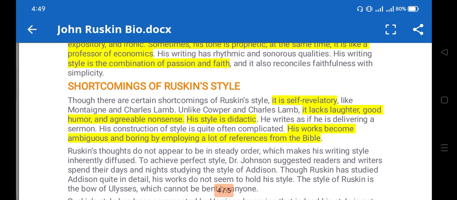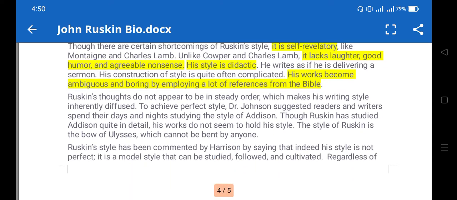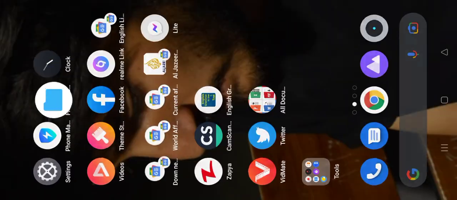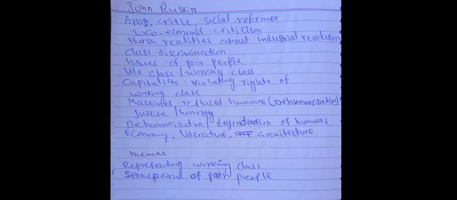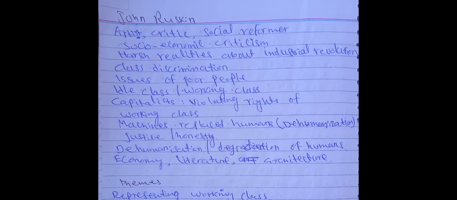Now the shortcomings, you can call these the drawbacks of Ruskin's writing. His style is self-revelatory, and it lacks laughter, good humor, agreeable nonsense. His style is didactic. His works become ambiguous and boring by employing a lot of references from the Bible and the use of long sentences as well. So in a nutshell, we can summarize his writing style, especially with reference to his essay work.